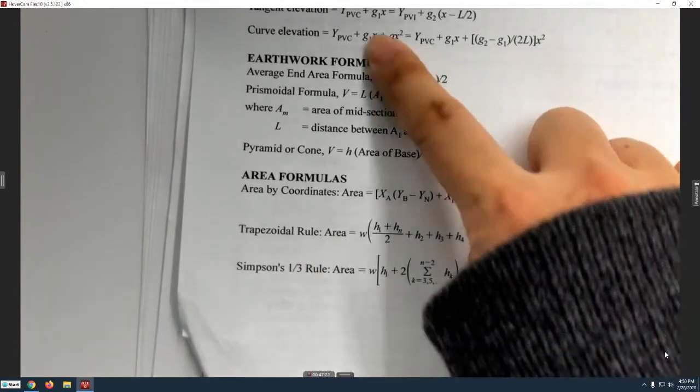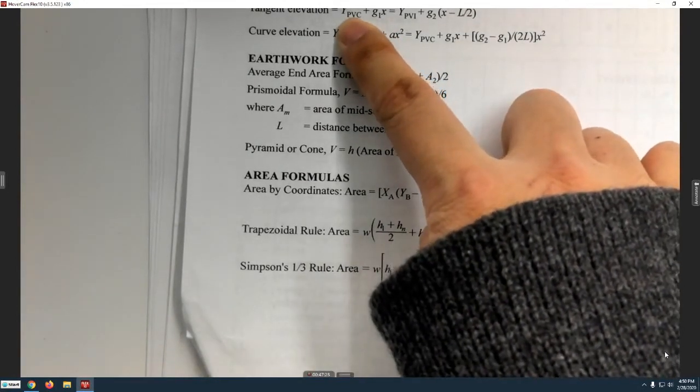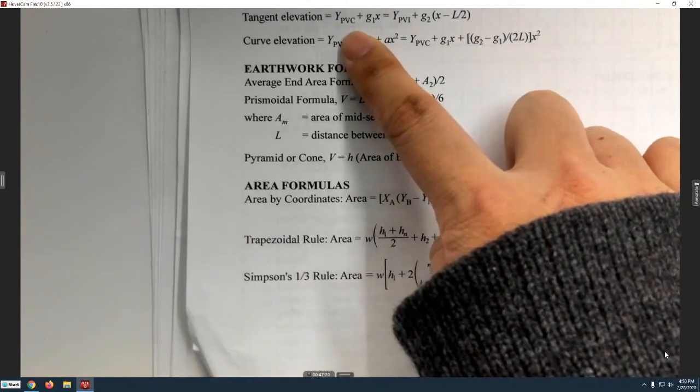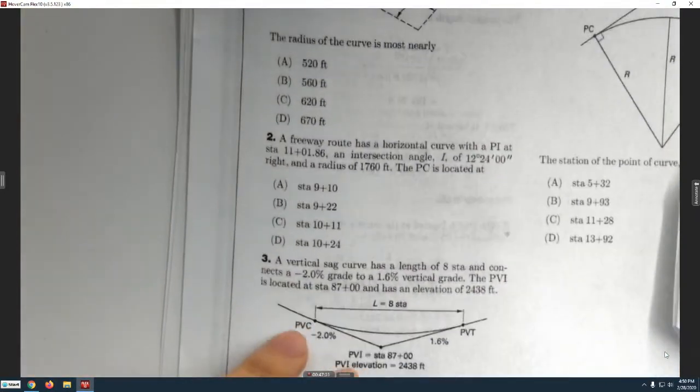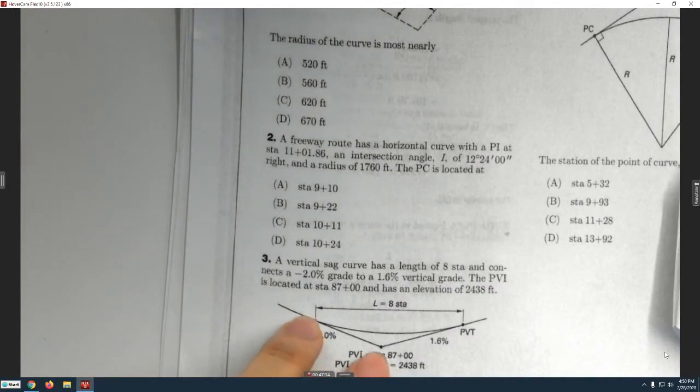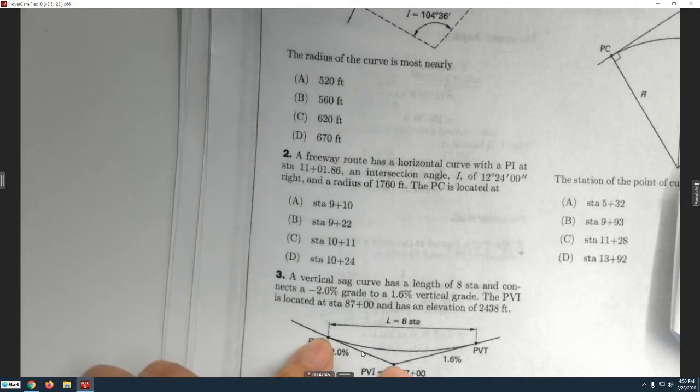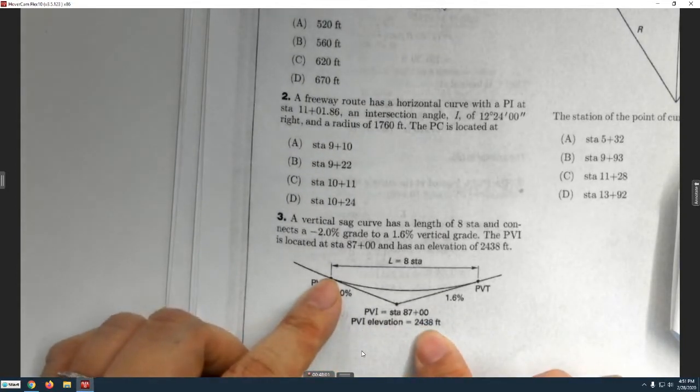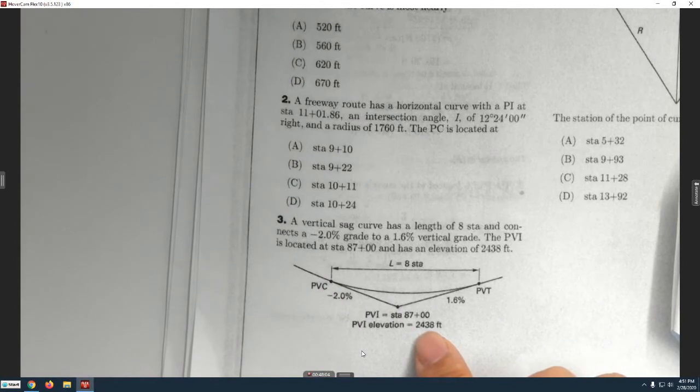We can use, next one is the tangent elevation. So we know between PVC and PVI, the change of elevation is half of L, 4 stations for 400 feet, times the grade, 2%. So the calculation is what? 8. Right, 8 feet elevation difference. So you use this plus 8. So PVC's elevation is given. So 2446.